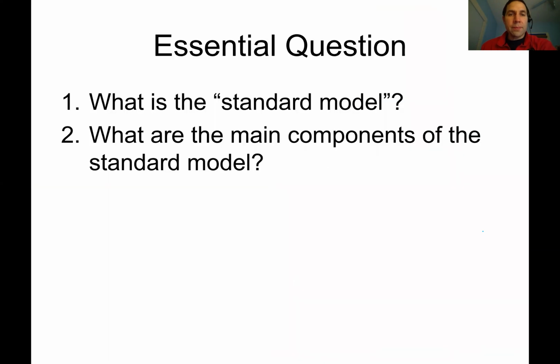So hopefully you were able to now answer the 2 essential questions from this video. What is the standard model? And what are the main components of the standard model? Again, there are other videos that I'm going to be sharing with you that'll go further into these topics.